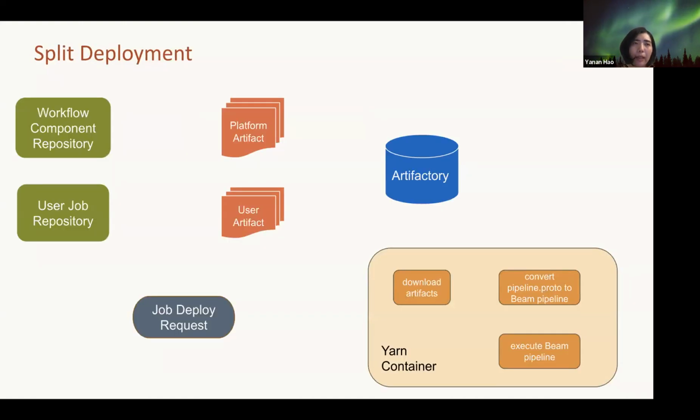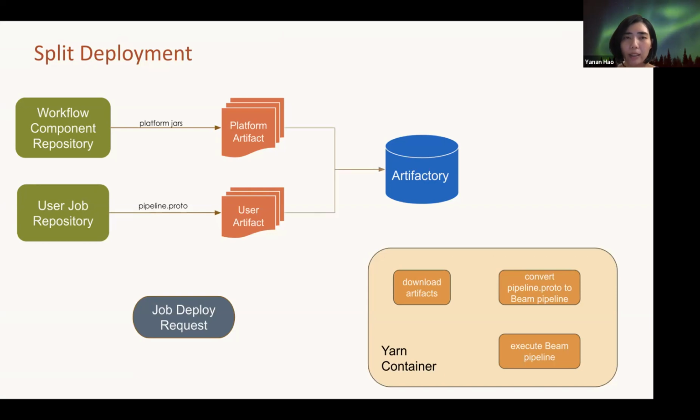As I just explained, split deployment is a capability to independently deploy platform code and user code. This diagram demonstrates how it works underlying. On the left side, we have a code repository for the workflow components, and during build time, it can package all the platform jars into a platform artifact. And we also have a code repository for the user job, and during build time, it packages the generated pipeline proto into a user artifact.